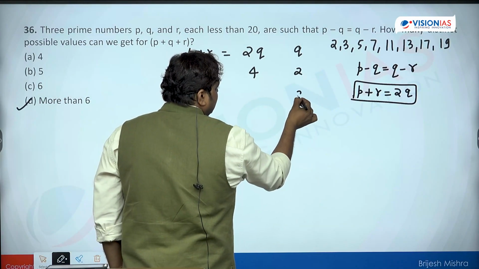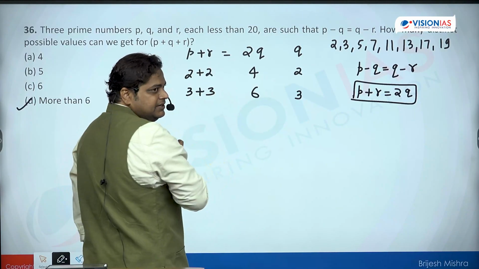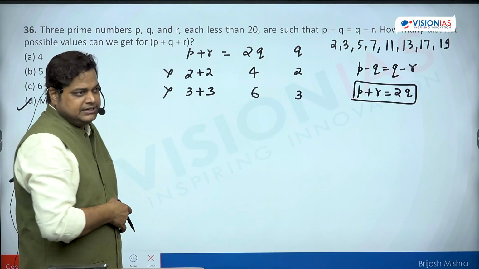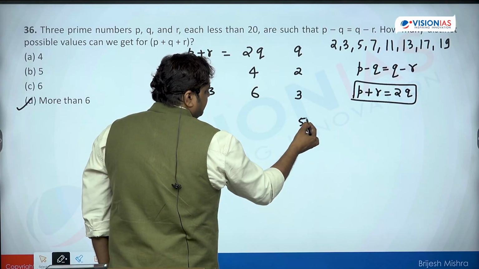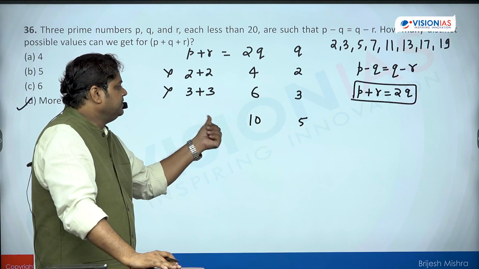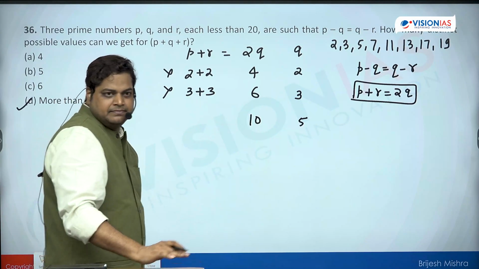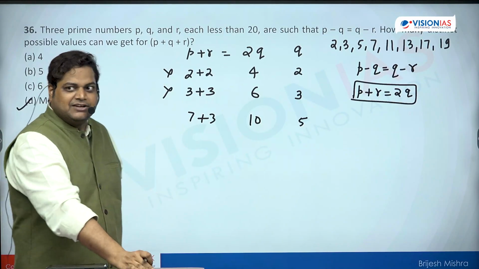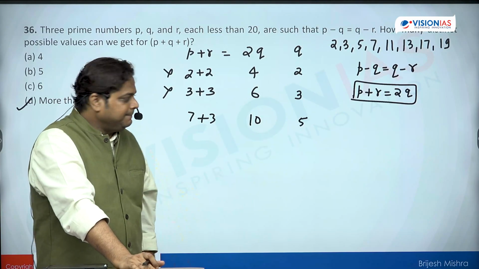After 2, we can write 3. This is what? 3 into 2, 6. Only this possibility. This also we cannot take if we are taking distinct numbers, P, Q, R. Further, we can go for 3, 5. This is 10. How we can get 10? Sum of two numbers, which must be prime numbers. 7, 3, can we take? 7 plus 3, 10. Do we have any other possibility? We can have 5 plus 5 also, but they are same.